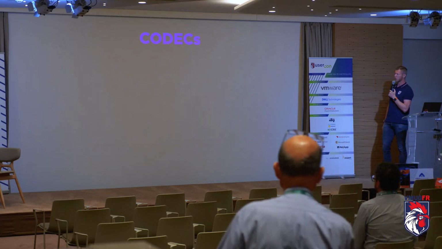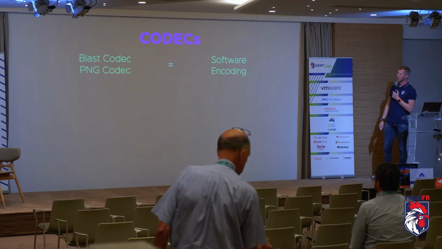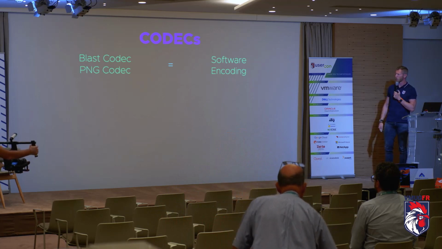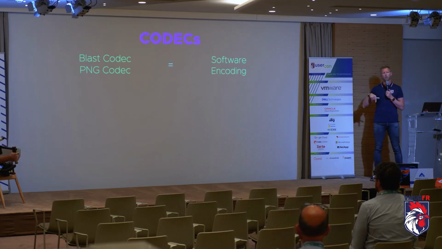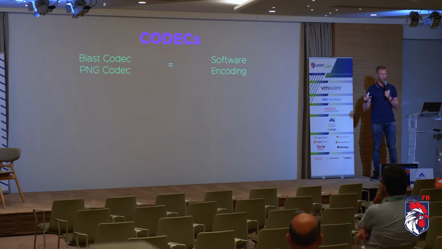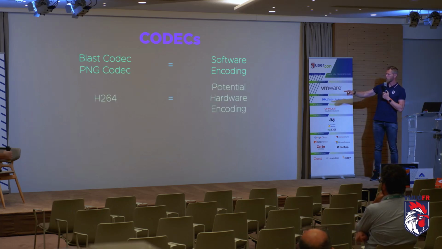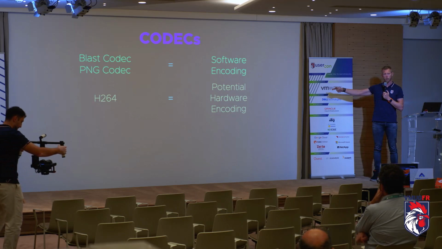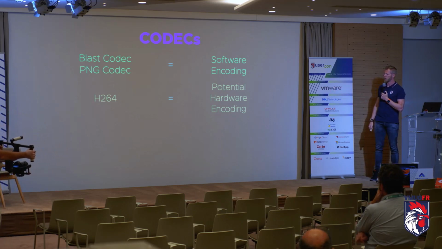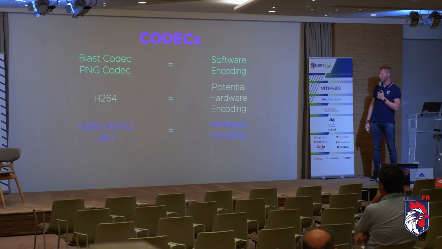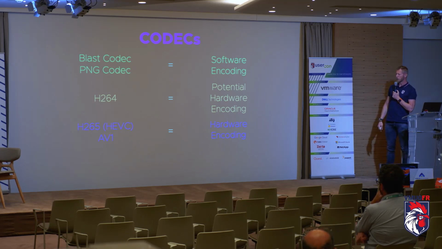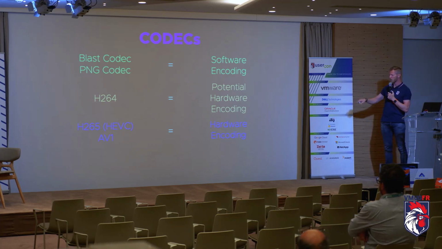Now, if you look at these codecs, there were a couple missing, which are Blast and PNG. The reason why they are missing is that they don't talk to hardware. So they're software-based codecs, and you use those mostly in Office-related workloads. But H.264 can potentially run on hardware, so it could potentially use the GPUs. And H.265 and AV1 do use hardware. It's mandatory if you want to use those codecs to run them on hardware as well.